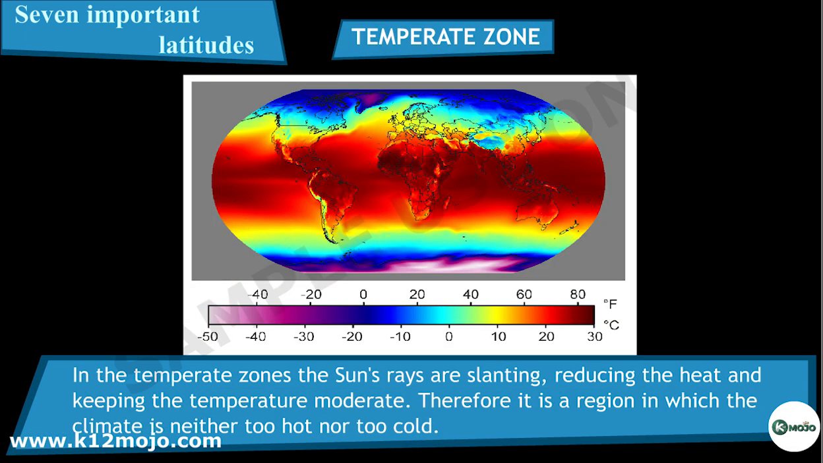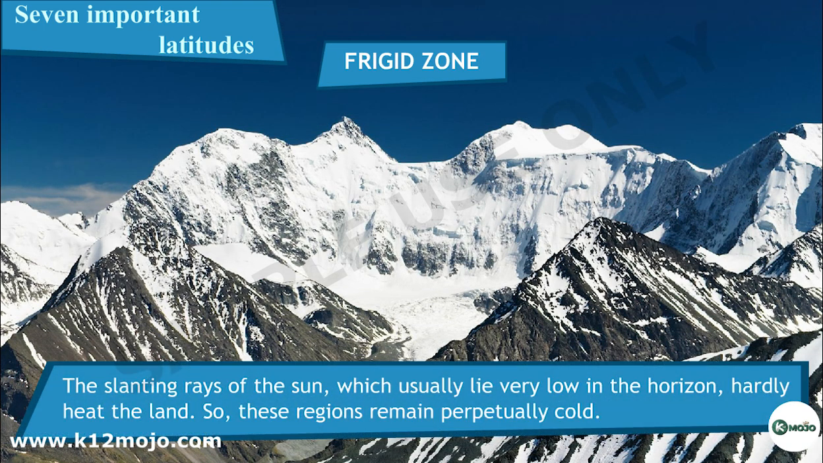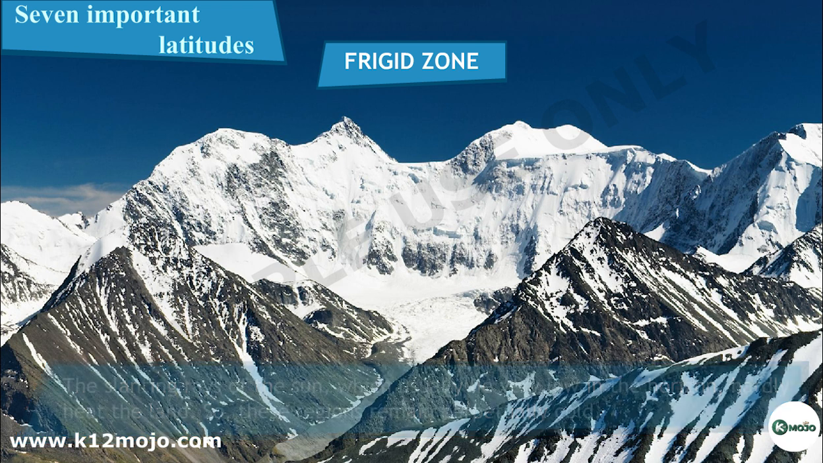Temperate zone. In the temperate zones, the sun's rays are slanting, reducing the heat and keeping the temperature moderate. Therefore, it is a region in which the climate is neither too hot nor too cold. Frigid zone. The slanting rays of the sun, which usually lie very low in the horizon, hardly heat the land, so these regions remain perpetually cold.